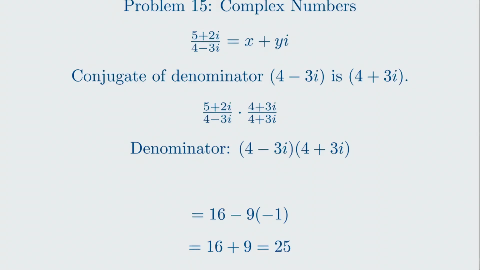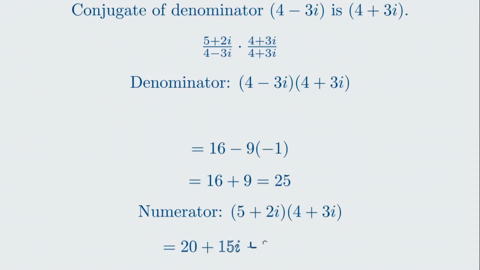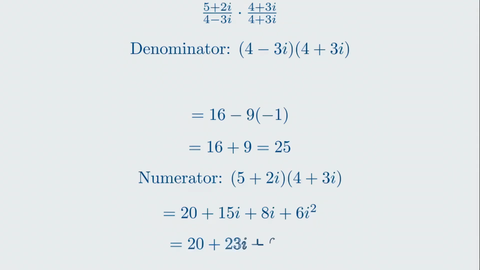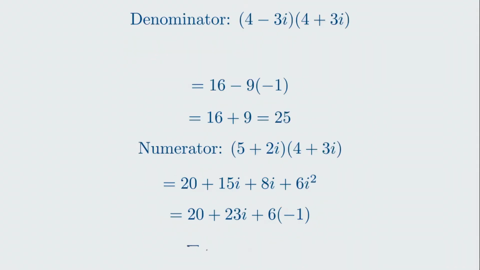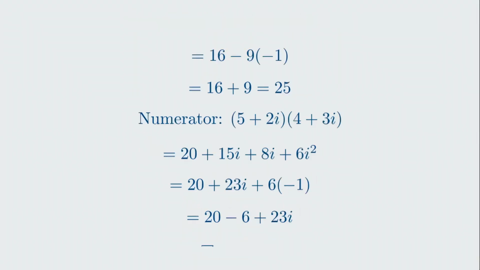Now let's expand the numerator, again using the FOIL method. First, 5 times 4 is 20. Outer, 5 times 3i is 15i. Inner, 2i times 4 is 8i. Last, 2i times 3i is 6i squared. Combine like terms. The i terms add up to 23i. The 6i squared term becomes 6 times negative 1, which is negative 6. The numerator simplifies to 20 plus 23i minus 6, or 14 plus 23i.